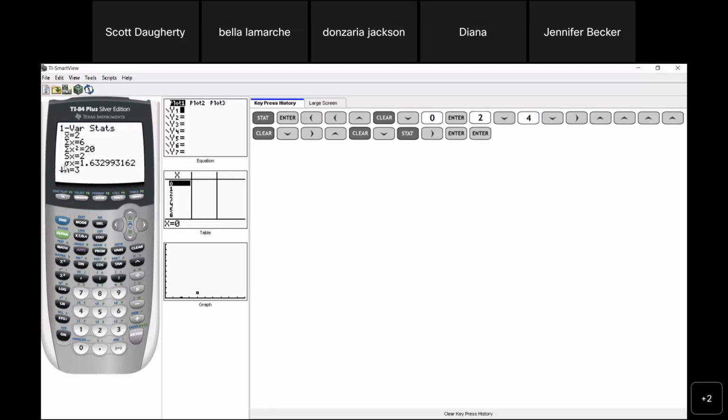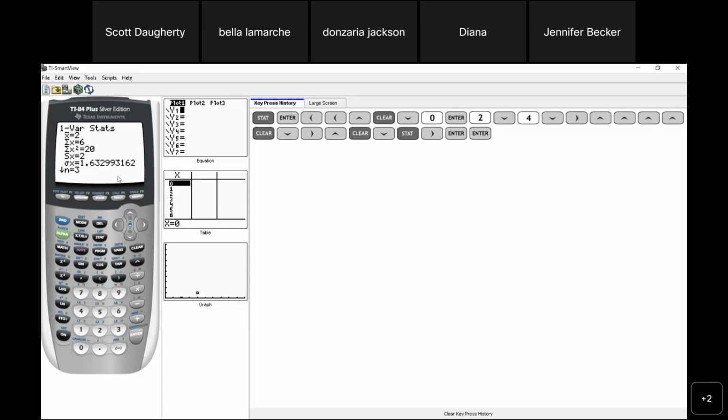It's 2. What I want is, now if you scroll down, you see at the bottom it says S sub x. Again, they're using the subscript x like I am. That's the sample standard deviation. So if this was sample data, this would be the standard deviation. We have a population, so it's the sigma sub x. So that's our population standard deviation. And remember, the formulas are slightly different, so these numbers are not the same because of that. So we want the bottom one.